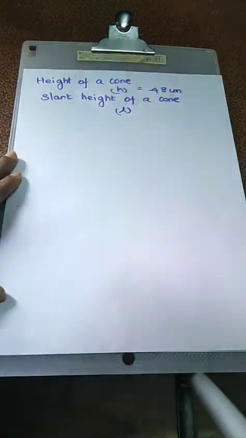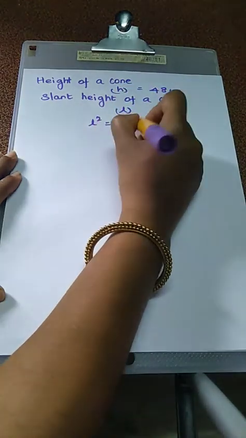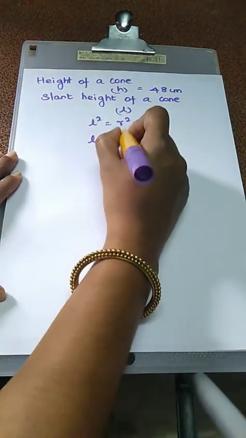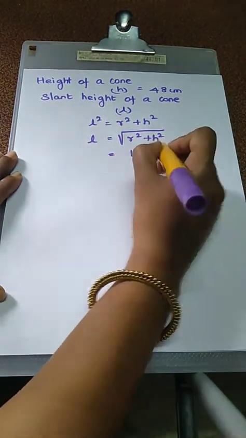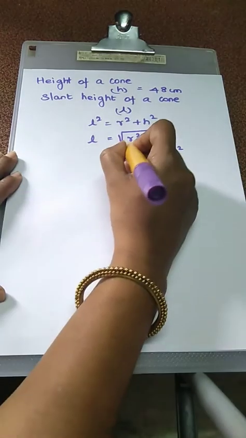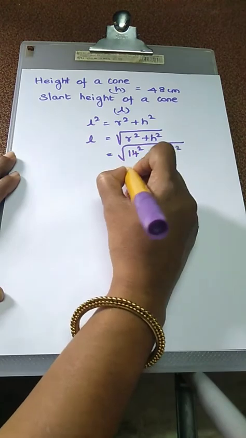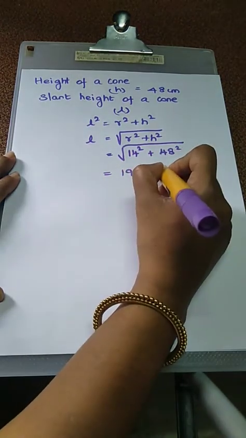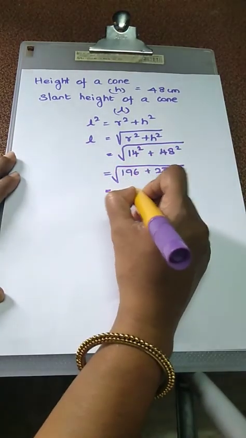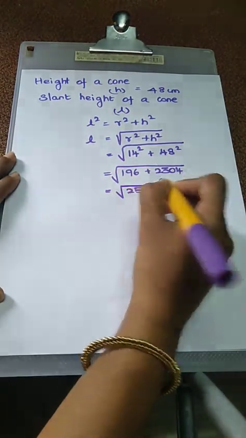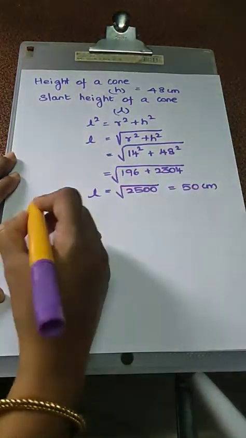Slant height means that is L only. So using Pythagoras formula, L square is equal to R square plus H square. So L is equal to square root of R square plus H square. So what is our R value? That is 14. H value 48. So square root of 14 square plus 48 square. What is the 14 square value? 196. 48 square 2304. Add the values and taking square root, 2500. What is the square root of 2500? That is 50 centimeter. So we calculated L value.